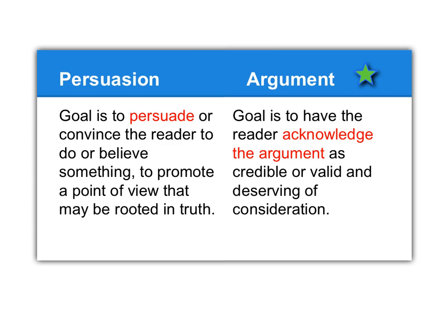So, for persuasion, the goal is to persuade or convince the reader to do or believe something. It's to promote a point of view that may be rooted in truth. But argument is what we want to move towards. So a goal is to have the reader acknowledge the argument as credible or valid and deserving of consideration.